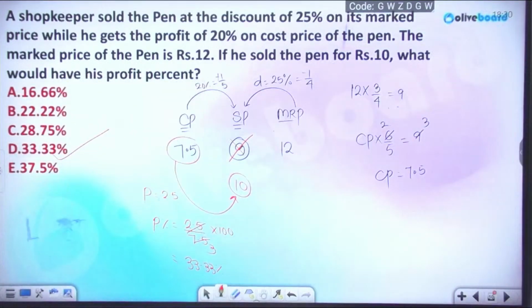Clear? Is it clear, बच्चा? Comment whether clear or not.